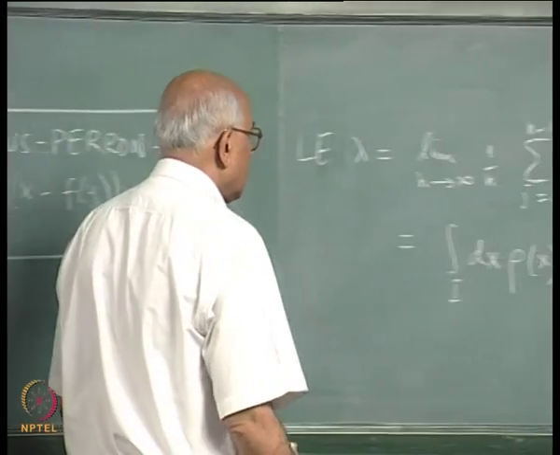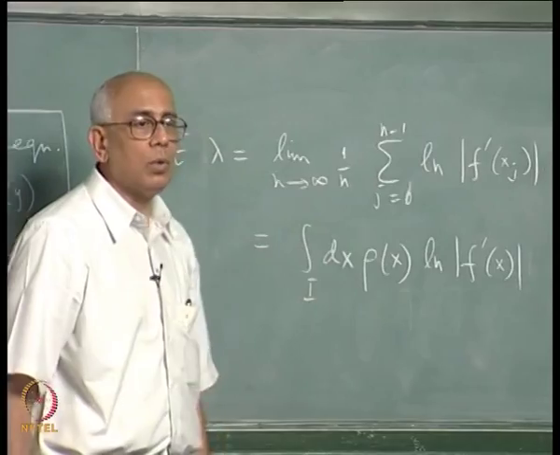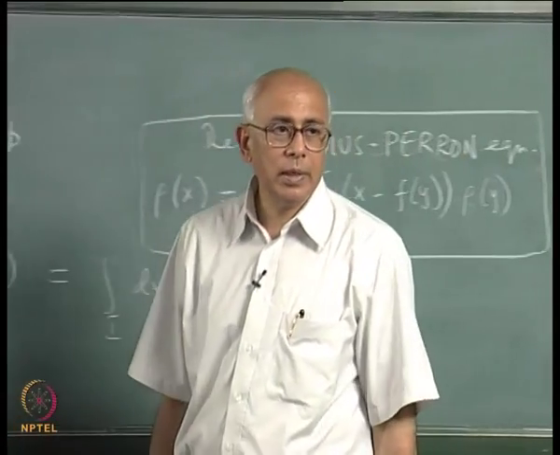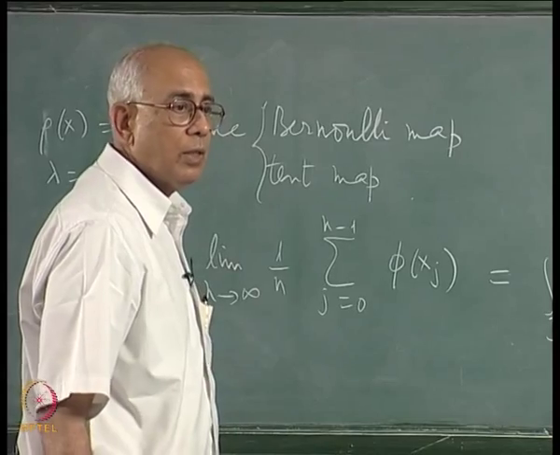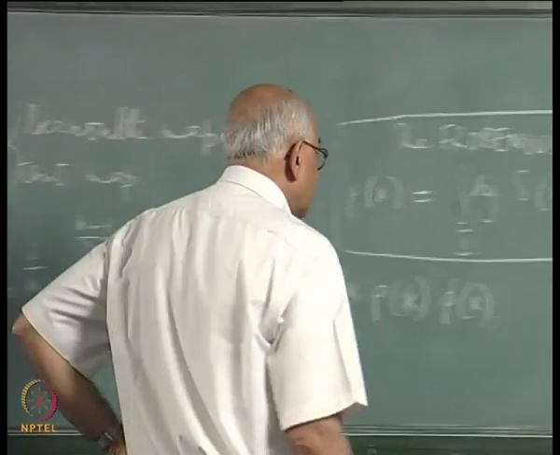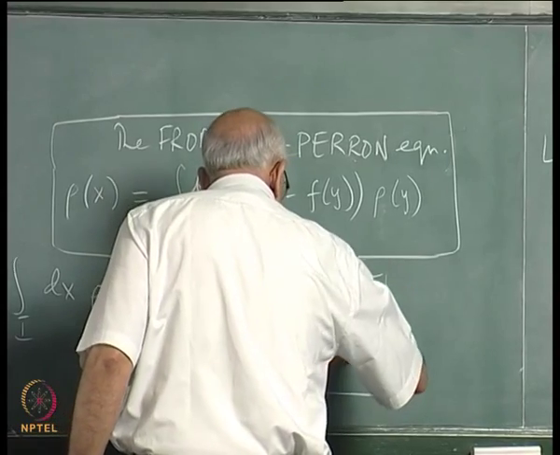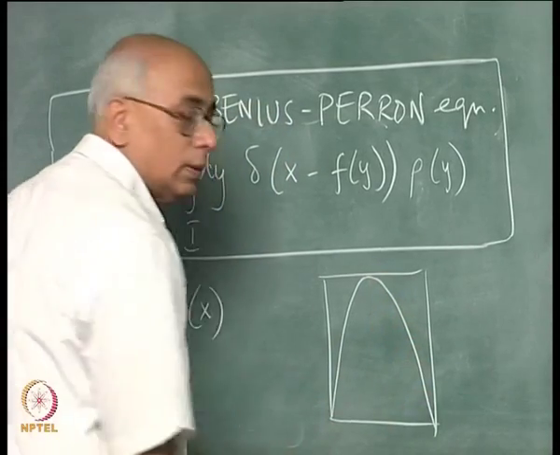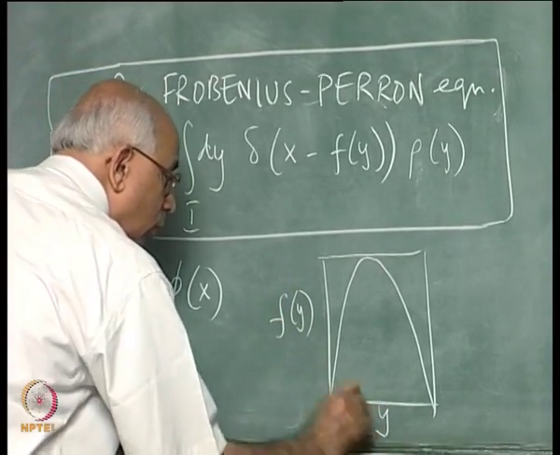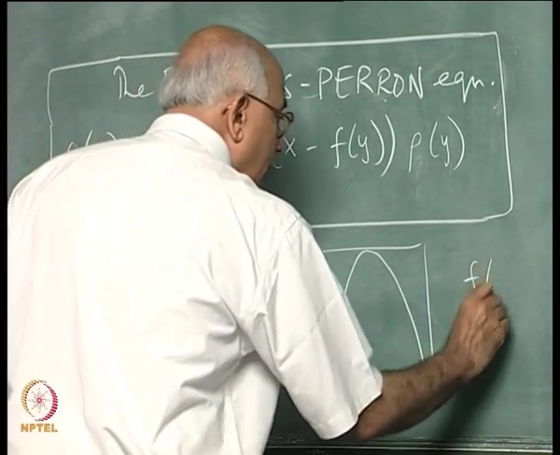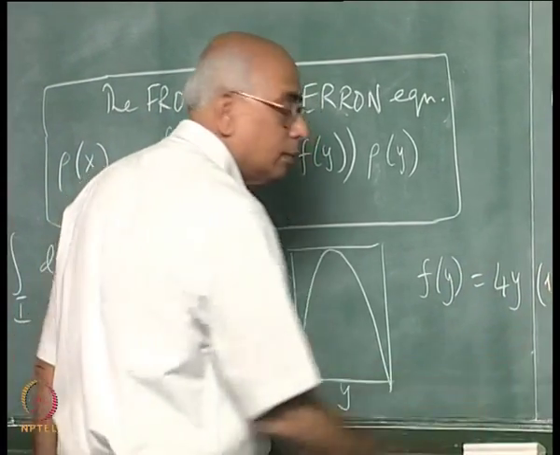And you have to do this integral in order to compute what the Lyapunov exponent is. But before that, you need to know what rho of x itself is. But what is the Frobenius-Perron equation in that case for the logistic map? What you have to do is to take this function, this is f of y and this is y, and we know that f of y in this case is equal to 4y times 1 minus y.